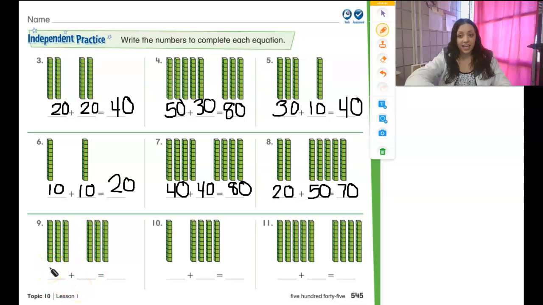I have 3 tens, which would be the number 30: 10, 20, 30. So I have 30 over here. And then how many tens do I have next? 1, 2, 3, and 30 over here. So 3 plus 3 is 6. So 30 plus 30 has to be 60. 3 plus 3 is 6. 30 plus 30 is 60.